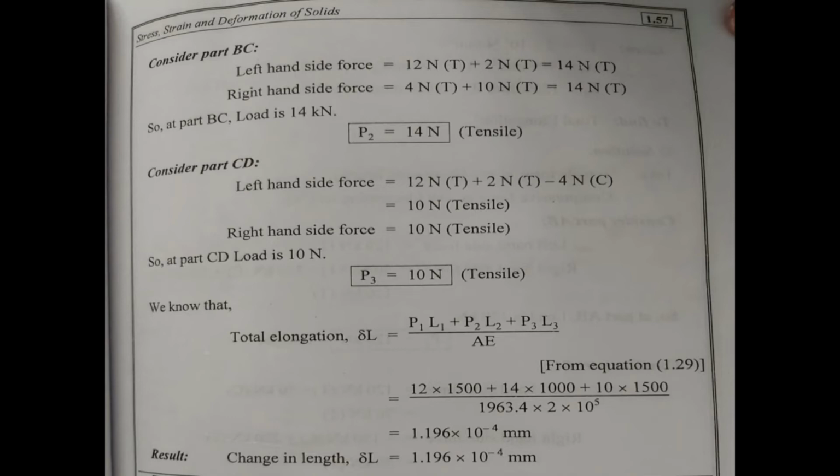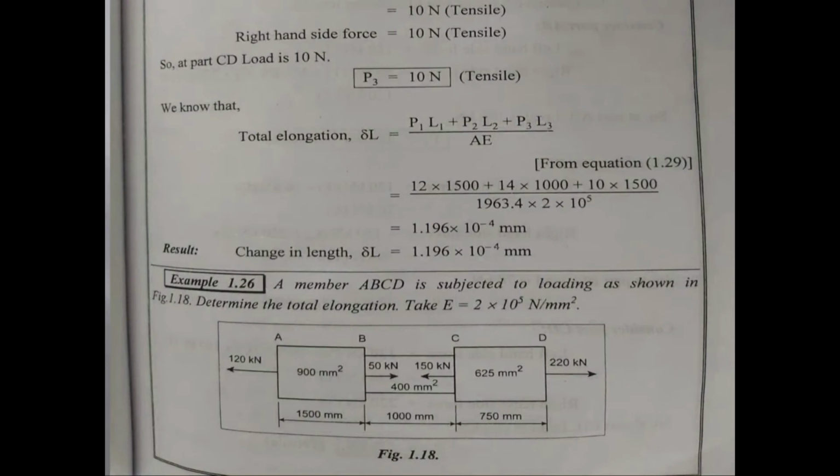Okay, then let me see the second problem. Here a member ABCD is subjected to loading as shown in figure. Here we want to determine the elongation. Elongation means the change in length due to the deformation of the bar. Here E, Young's modulus of the steel, is a constant value. It is 2 into 10 power 5 Newton per mm square.